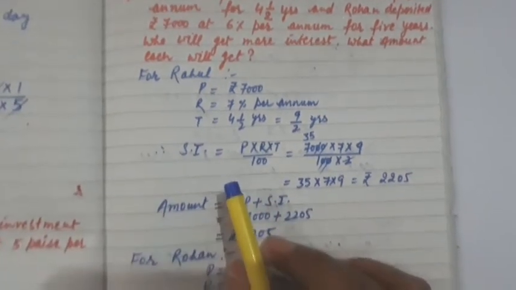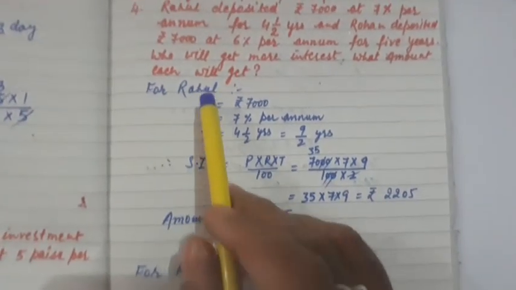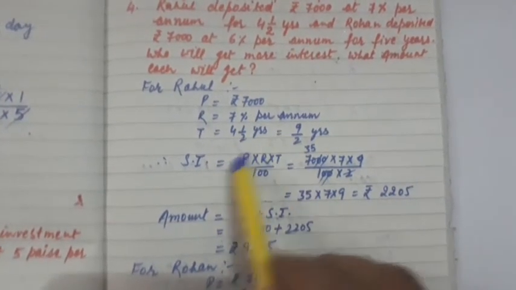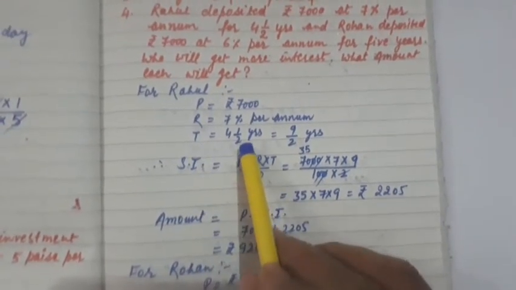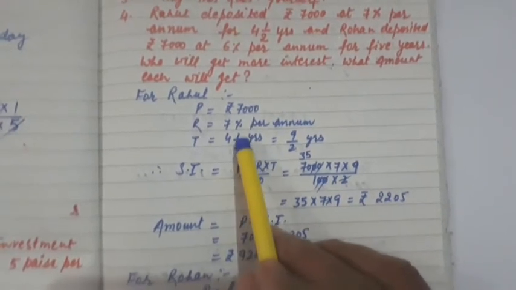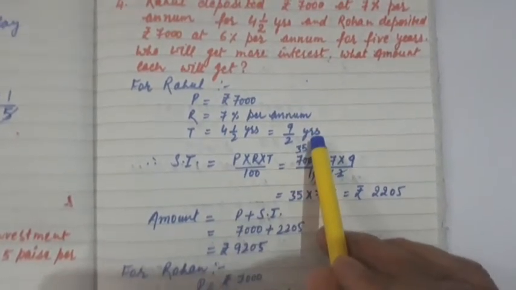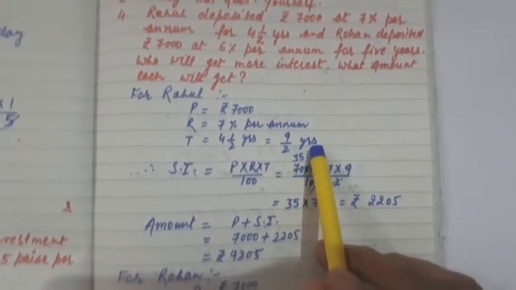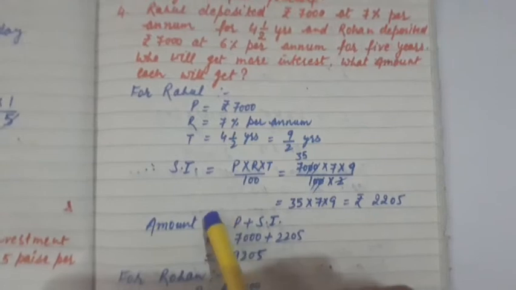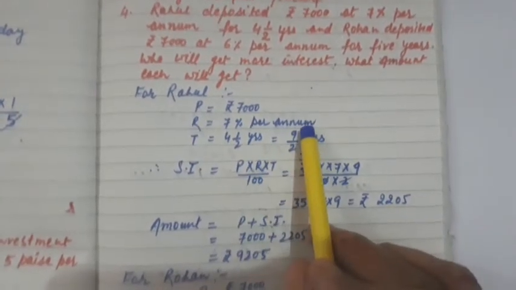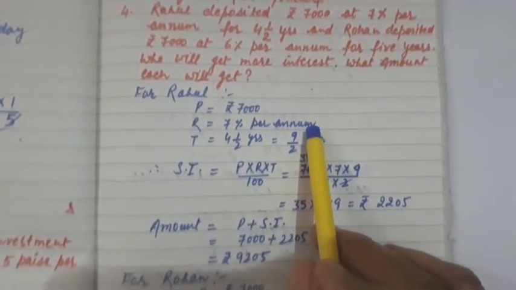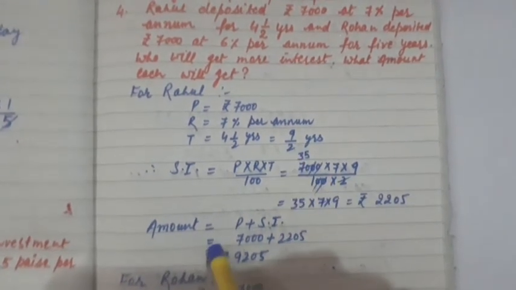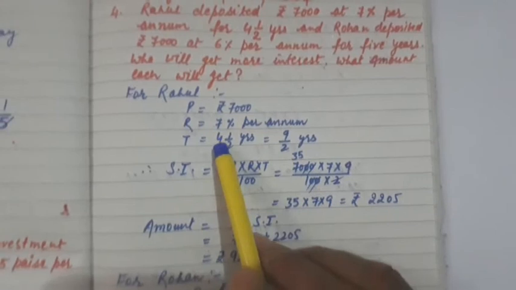So firstly we will discuss Rahul. For Rahul, the principal is rupees 7000, the rate of interest is 7% per annum, and the time is 4½ years. 4 times 2 is 8, plus 1, 9 upon 2 years is the time. The rate is per annum, so the time should also be in years. We have to see that these should be the same. If the rate of interest is always given in years, meaning annual rate of interest, the time we also have to change into years. It is already in years.